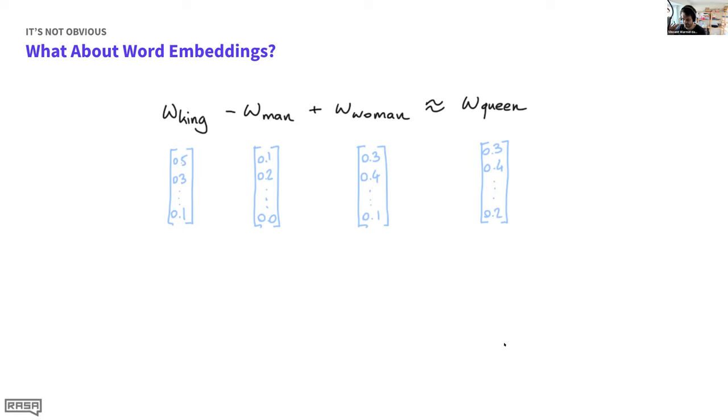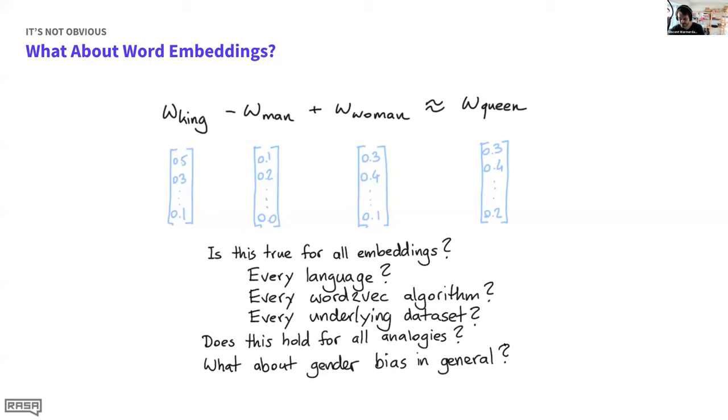And this is great. But one of the questions I have with these word embeddings is whether this always holds, this relationship with king and woman. Because we have different languages out there and different vectorization algorithms and different data sets that you can train this on. This is one type of analogy and there are other analogies, and I'm interested in knowing if it always holds. And in particular, there might be a gender bias thing going on here. So I'd like to investigate that.